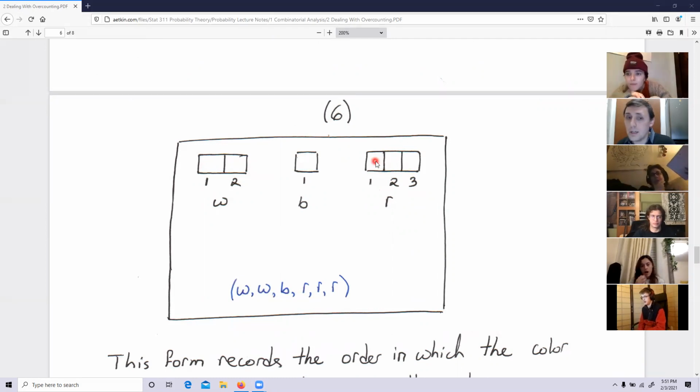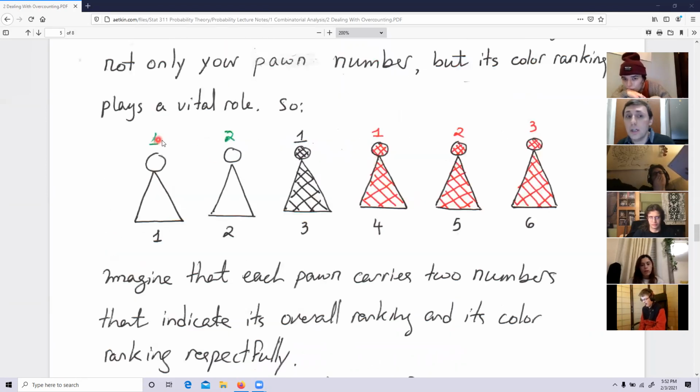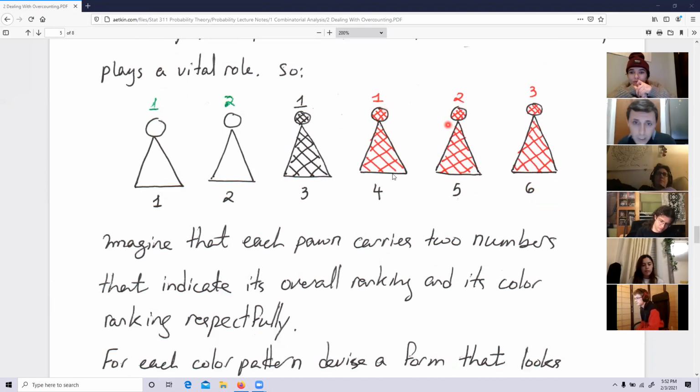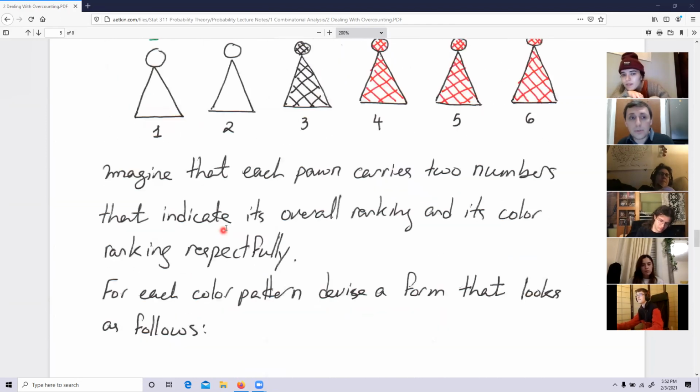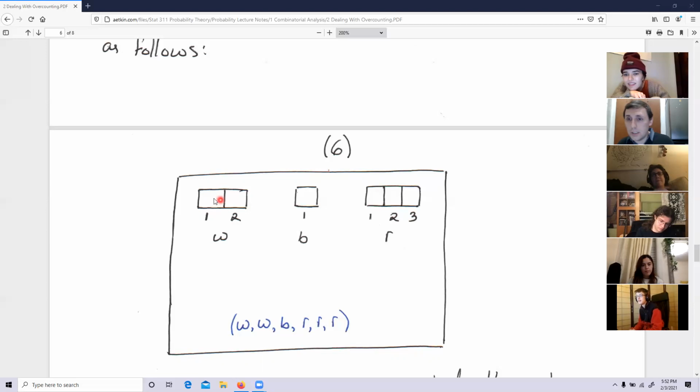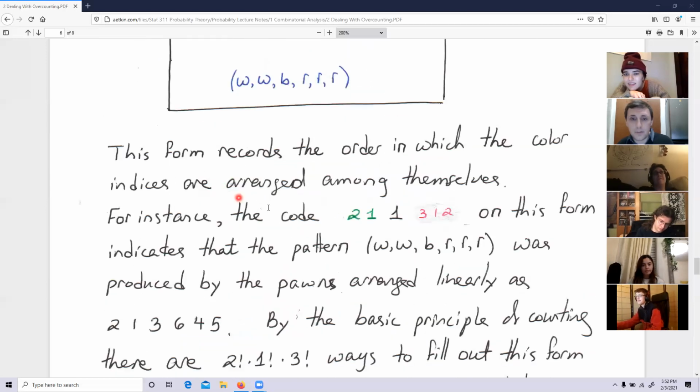You understand? So what I imagine is that they are issued not only a population number, but a sort of nationality number, right? So the white pawns are issued the identifying number 1 and 2. The black pawn is issued the number 1. And the reds are issued 1, 2, 3. There is a white number, there is a black number, there is a red number, okay? And I just note how those appeared among themselves. I will put it here, just among themselves.